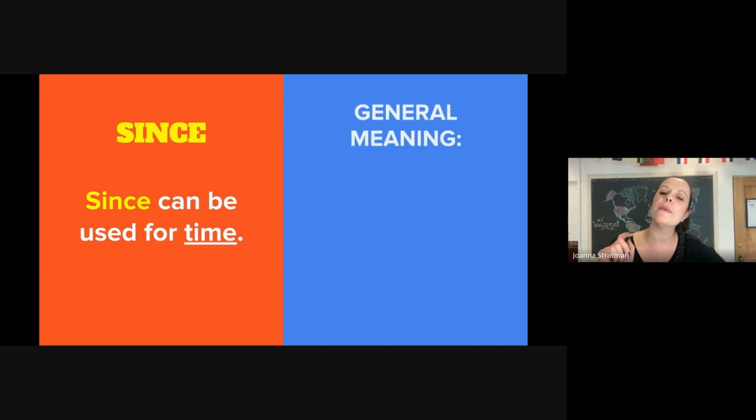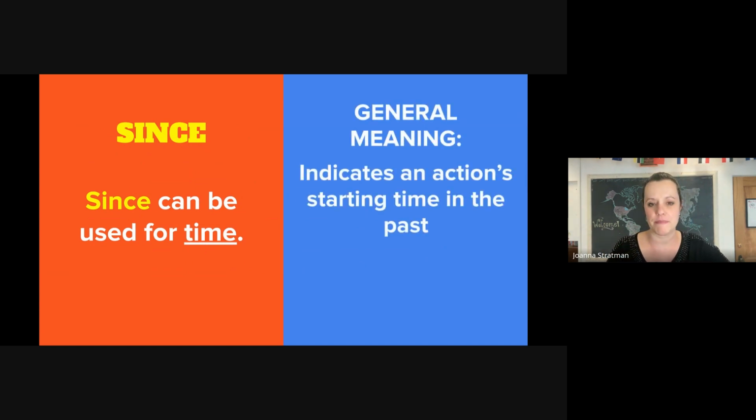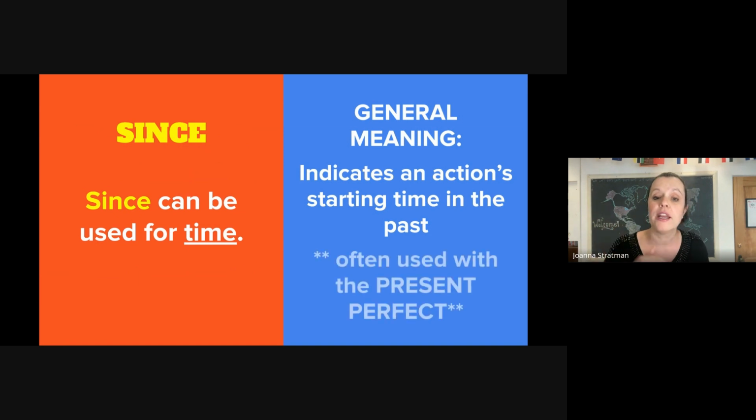And the general meaning of this preposition is that it indicates an action's starting time in the past. And usually these are events that are not finished. So these events started in the past, but they are continuing into the present and the future. And because of that, a sentence with since will often be used with the present perfect verb tense.